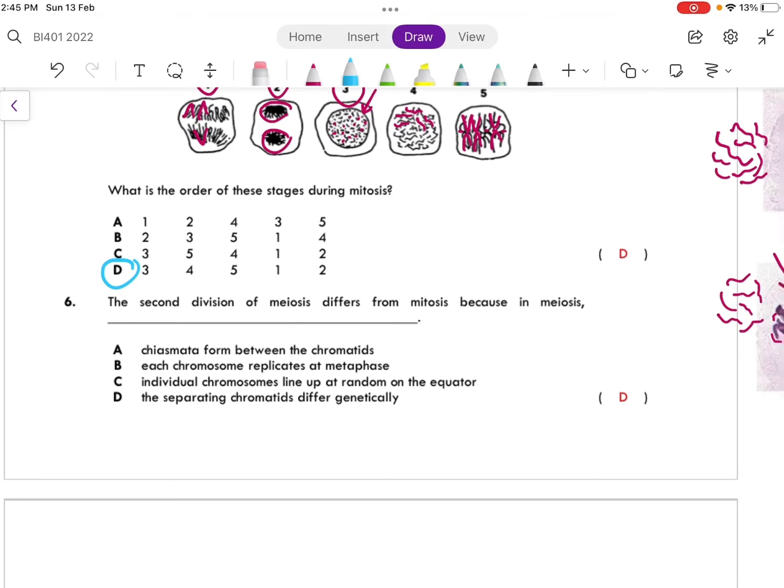Question 6. The second division of meiosis differs from mitosis because... Actually, the second division of meiosis is very similar to mitosis, right? Because in the second division of meiosis, all of the chromosomes also line up singly at the metaphase plate. Okay, so what is the difference? Answer is D. The separating chromatids differ genetically.